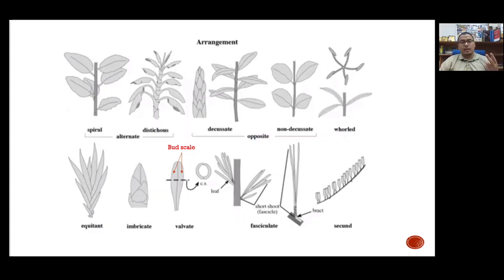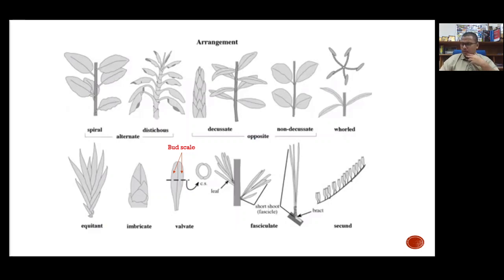So we see that in all different varieties here, two leaves at the same node is what we consider opposite. Whorled is the case where we have three or more leaves at the same node. If there are two, we call it opposite; if we have three or more, we call it whorled. There are lots of different kinds of plants that have these kinds of features.